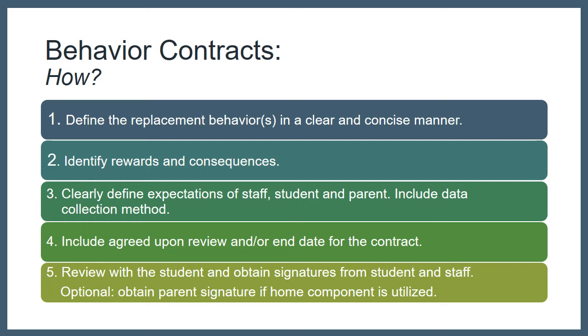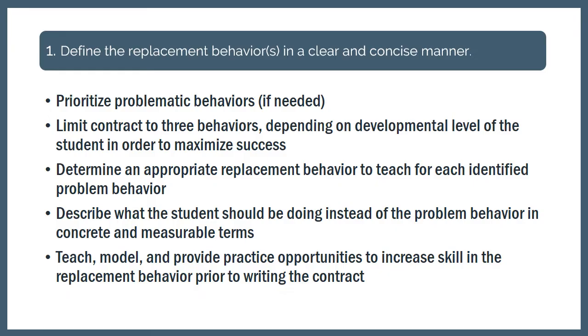As stated previously, it's essential that a review date or an end date is also included in the contract to support accountability and monitoring. After all stakeholders have collaborated to complete these steps and the contract is written, review the contract with the student and obtain signatures of agreement from the student, staff, and if appropriate, the parent. Now that we've provided an overview of the steps to successful implementation, let's talk about each step in more detail.